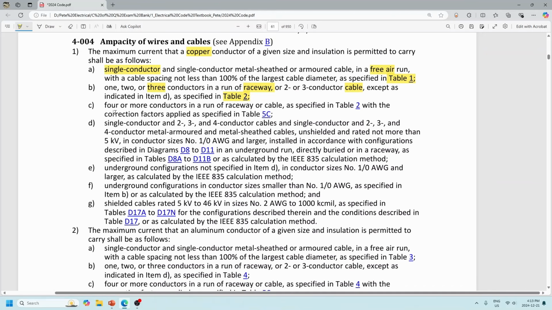Okay, we'll see later on that once we get up into 4 conductors, then we're reducing the amount of free air that's in the pipe to allow those conductors to dissipate their heat. So we're going to have to go to table 5C to derate the ampacity. Okay, so copper is tables 1 and 2.